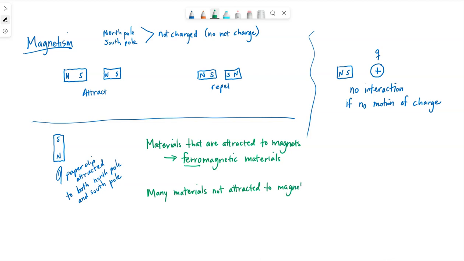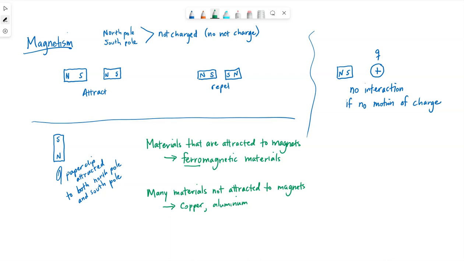Which is sometimes surprising. It's very common to assume that because conductors conduct electricity very well, all conductors are ferromagnetic, but that is not the case. For example, copper and aluminum are not ferromagnetic. So I cannot use a permanent magnet to pick up a piece of copper or a piece of aluminum. This is just a couple of examples.